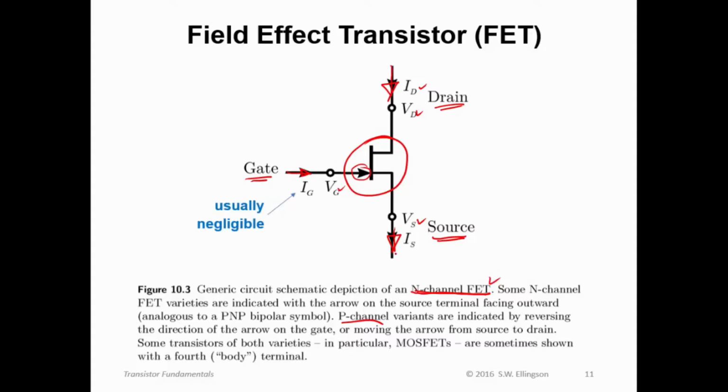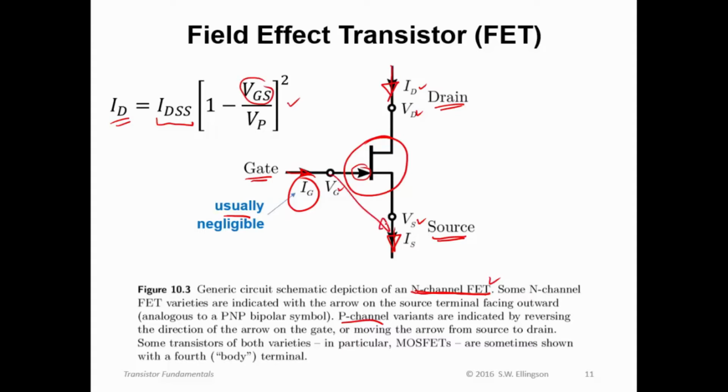A thing to know about field effect transistors, and one of the things that makes them very useful, is that the gate current is usually, not always, but usually negligible. And the defining relationship is that the drain current is given by some constant, which depends on the particular transistor, that's I sub DSS, times this factor, 1 minus the gate source voltage, that's the voltage here, divided by this thing, which is the pinch-off voltage, which depends on the transistor, and this quantity is squared.